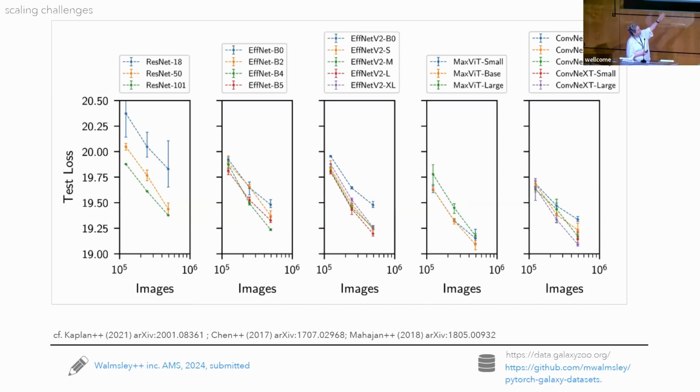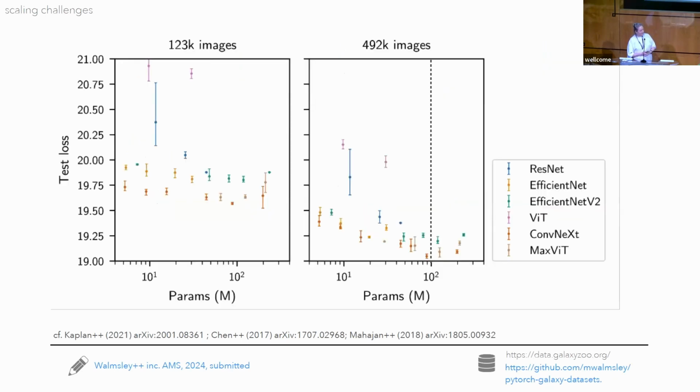However, we do find that we get these power law scaling laws as a function of data. However, when it comes to scaling as a function of model size, i.e. the number of parameters in your models, what we find is that in fact we saturate very quickly.